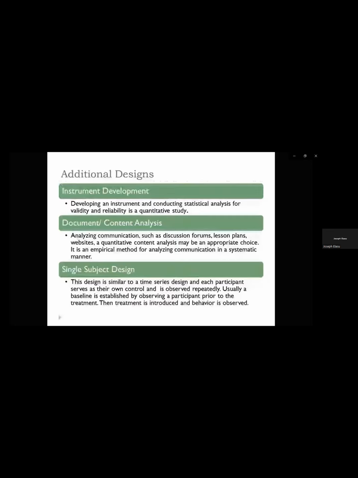The last is a single subject design. For those of you that are really interested in a specific counseling group or a special education group, and you have a small sample size, you may want to consider this design. It's a really valid research design, and it's similar to a time series design, which we'll talk about, in which each participant really serves as their own control, and they're observed repeatedly.